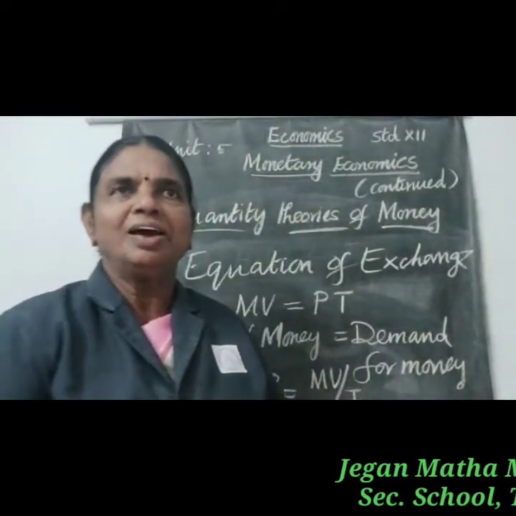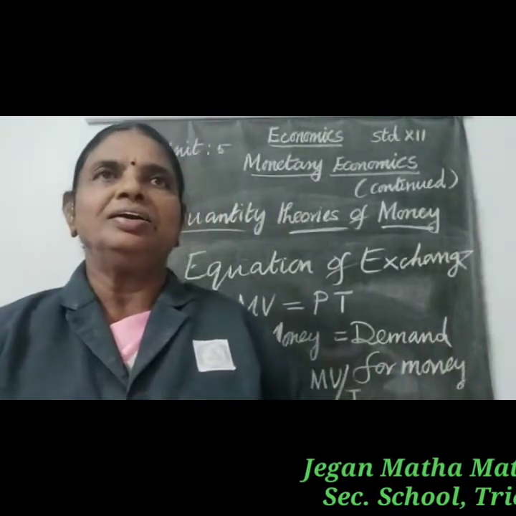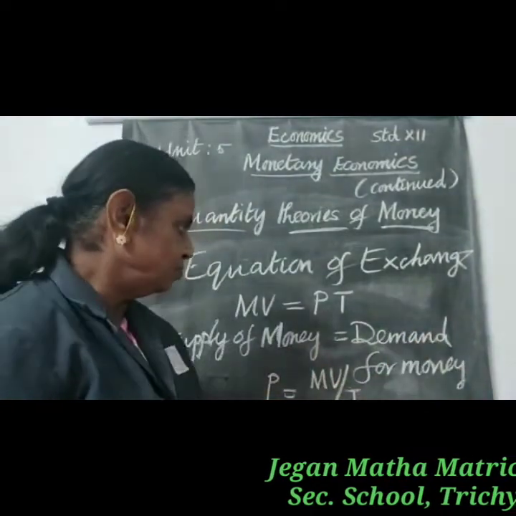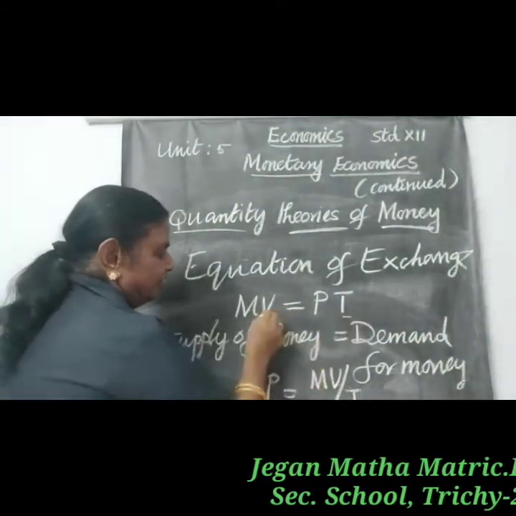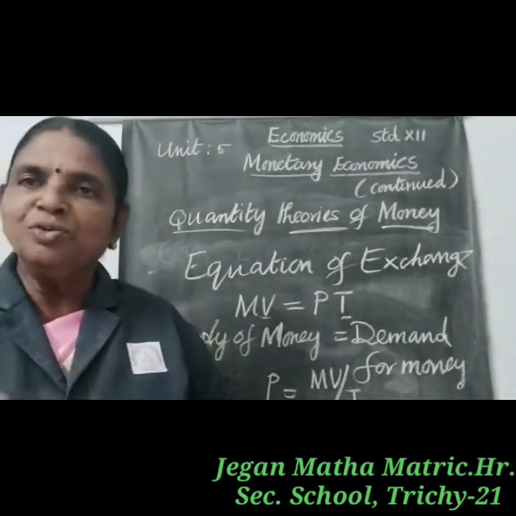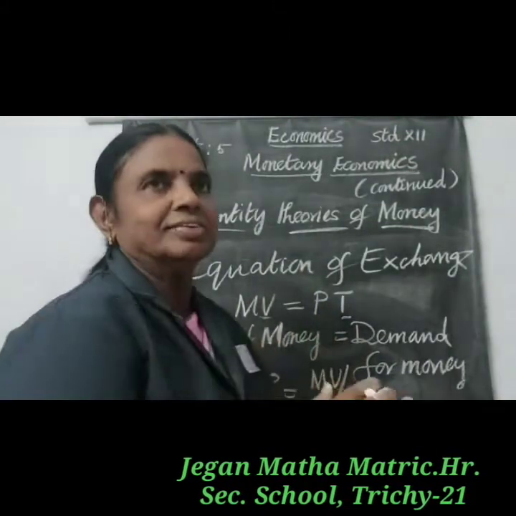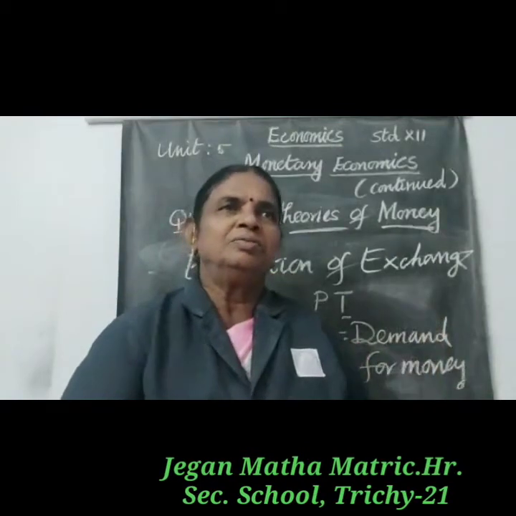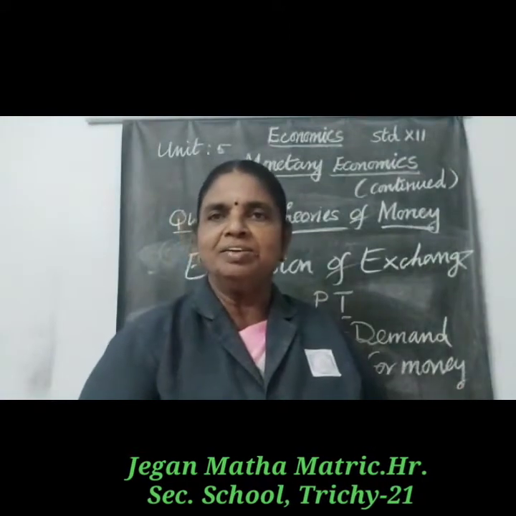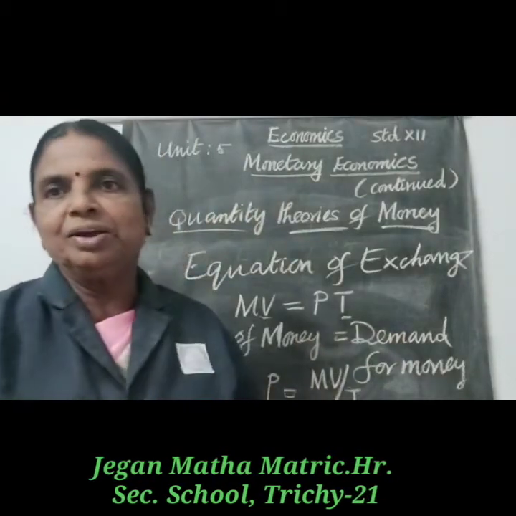And the price level in turn varies directly with the quantity of money, provided V and T remain constant. Remember, V, the velocity of money, and T, the volume of transaction, should be constant. Then the price level varies directly with the quantity of money.